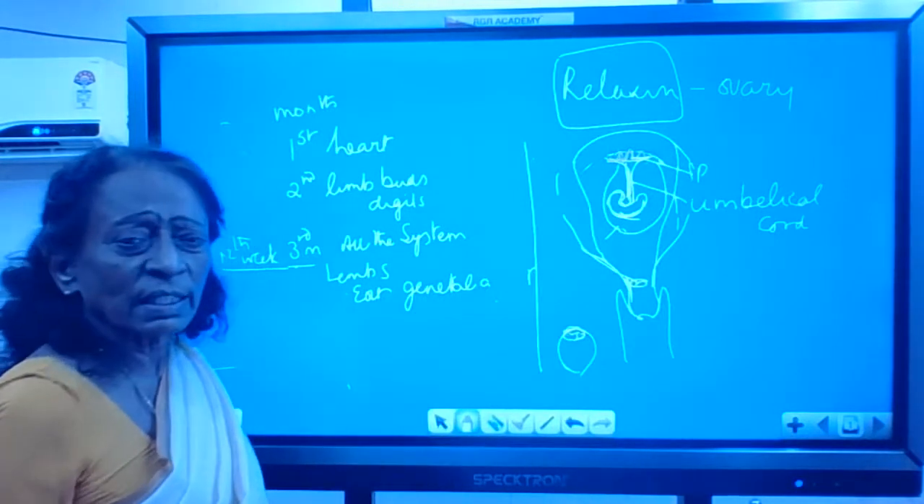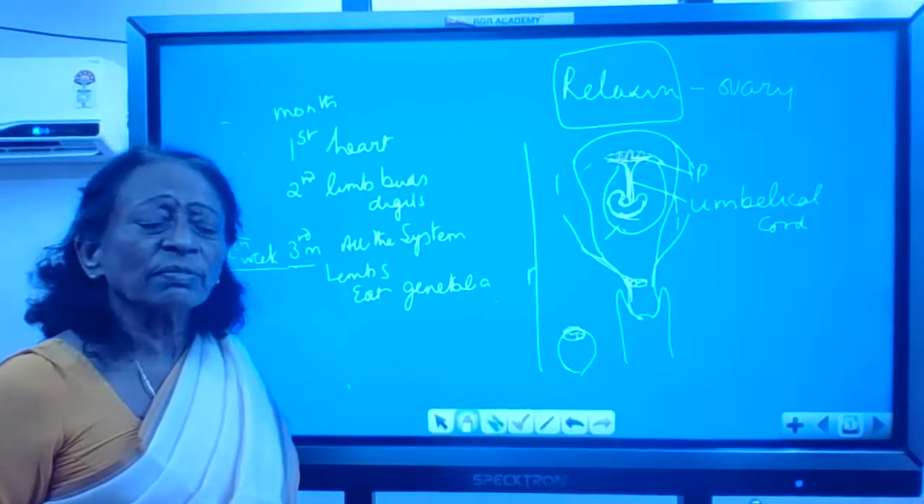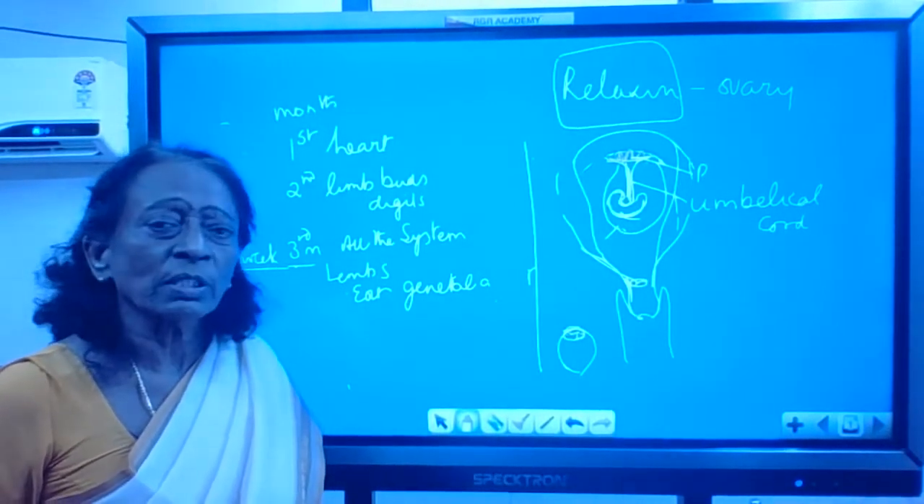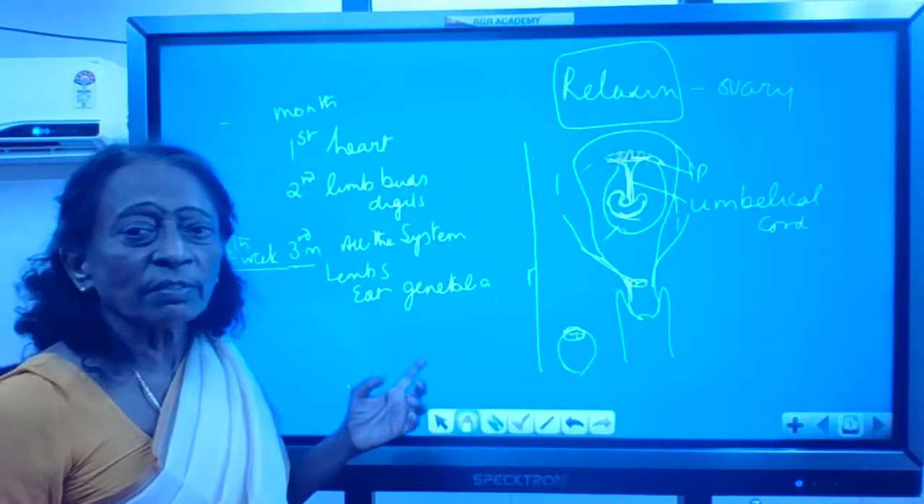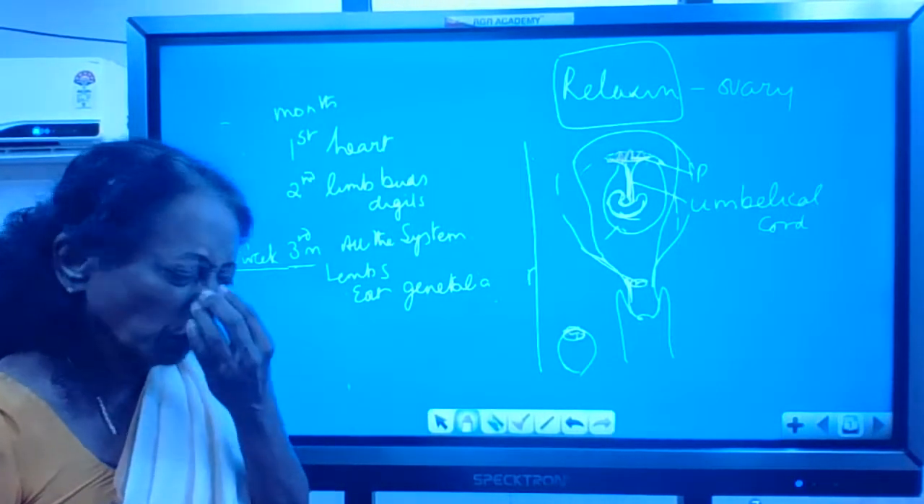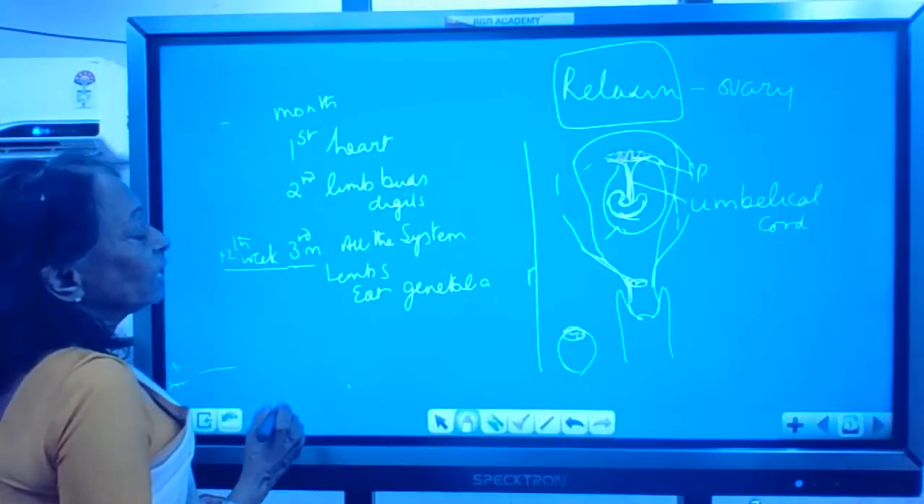You know very well, external genitalia: scrotum, penis. In the case of female: labia majora, labia minora, clitoris. So the sex could be easily found out there. Now the 4th and 5th month.